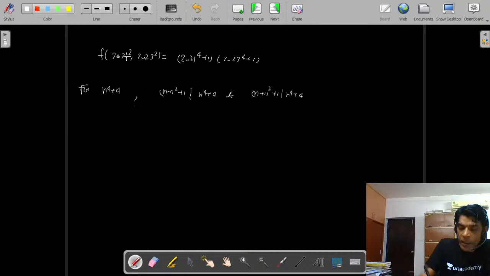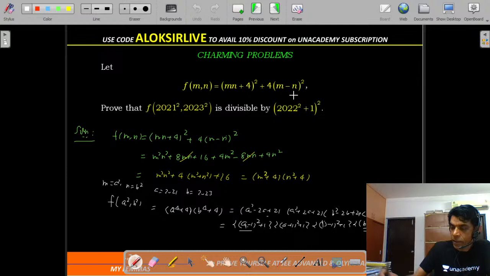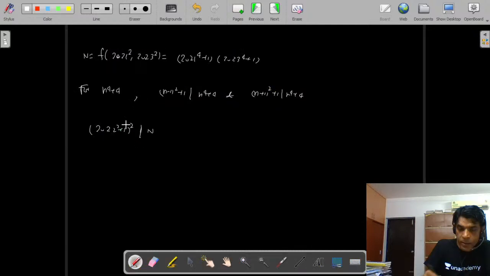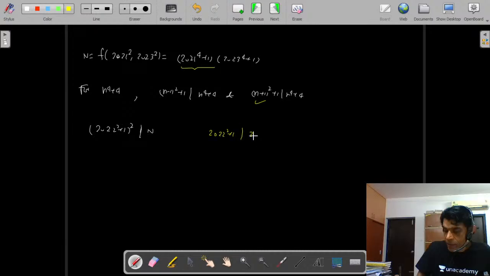So if you apply it on 2021, because you need this one, the question was that this number, call it n. The question was that 2022 squared plus 1, let's check, this whole squared divides n. So one factor comes from here. See, notice this one, 2021 squared plus 1. So you can apply this one, and you can say that 2022 squared plus 1 divides 2021 to the 4 plus 4. That's all right.